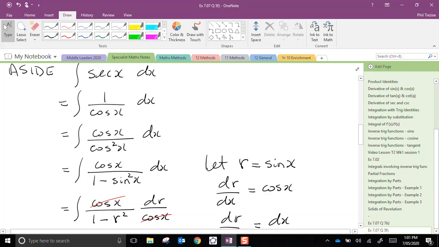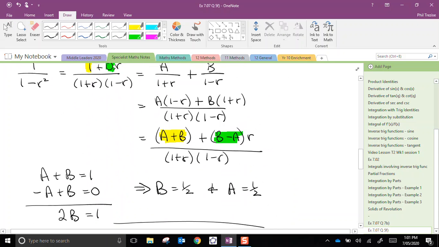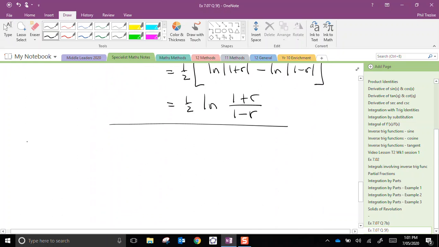I've lost my train of thought completely. Sorry about this, folks. So this was to calculate the integral of sec x back there at that aside, wasn't it? And that was point 2. So we're picking up from 2 here.